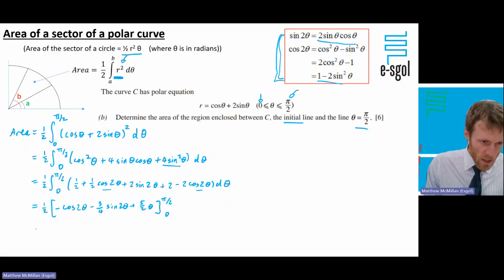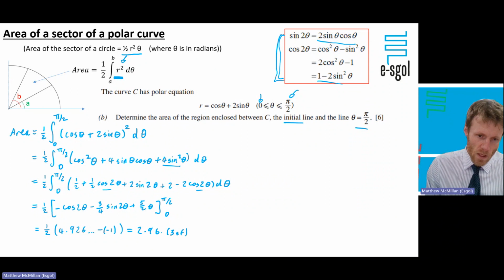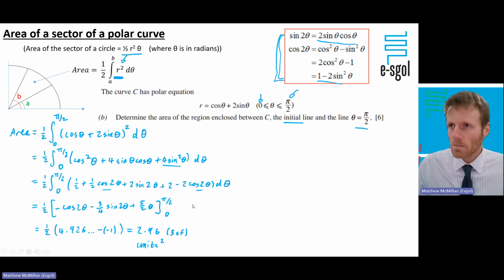Now, when we put those limits in, this is what we get coming out, and usually it is actually worth showing the substitution. I'm taking a little shortcut here, but it's definitely worth showing what you get here. 4.926 dot dot dot, take away, and we're going to get -1. And it's all multiplied by a half. That gives us 2.96 to 3 significant figures. Doesn't really say the units, so you don't really have to put the units, but some units squared because it's an area.